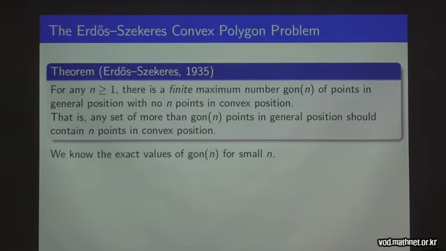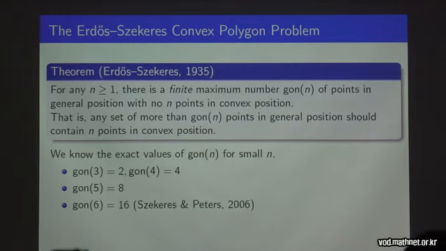We know the exact values of gon of n for small n, like we do for Ramsey numbers. For example, gon of 3 is equal to 2, gon of 4 is equal to 4. That's what we have seen in previous slides. The fact that gon of 5 is equal to 8 is hard, but we have a proof readable by a human being. And we have gon of 6 equal to 16.